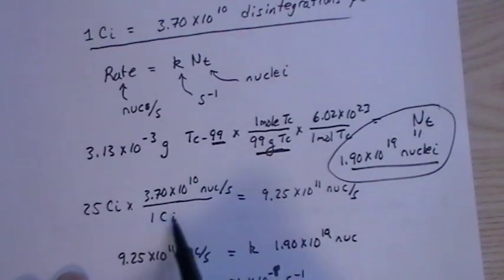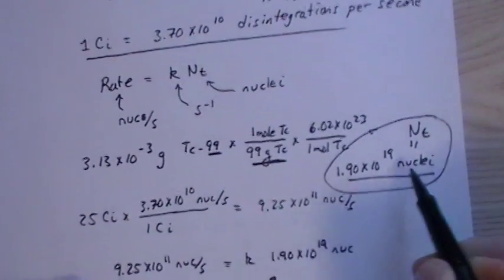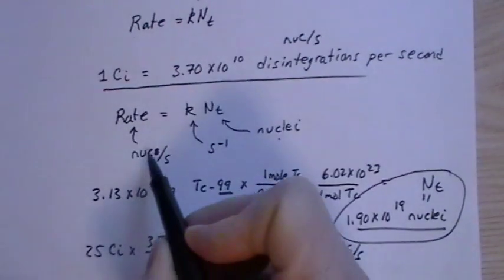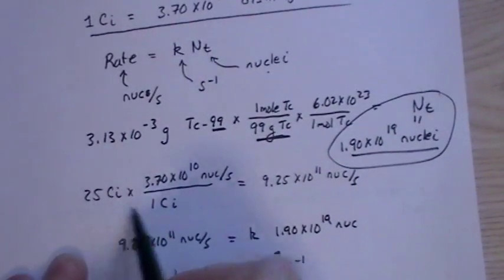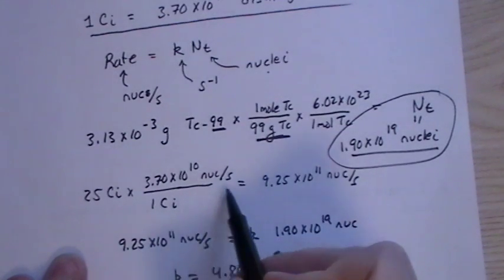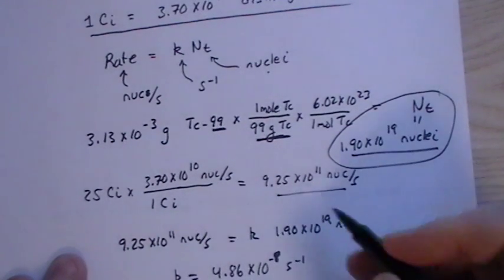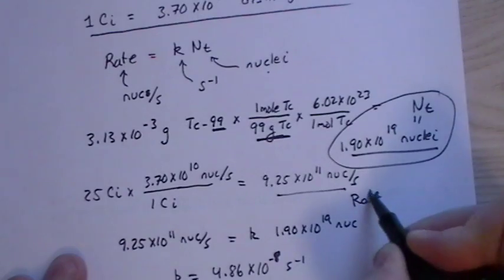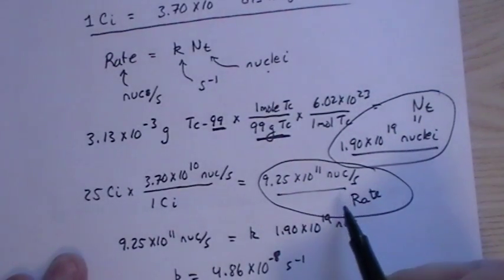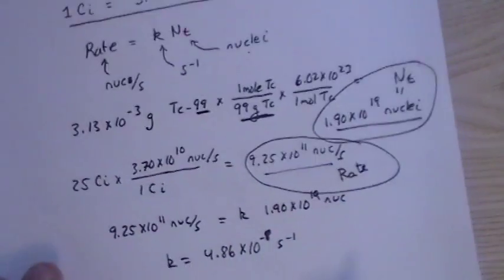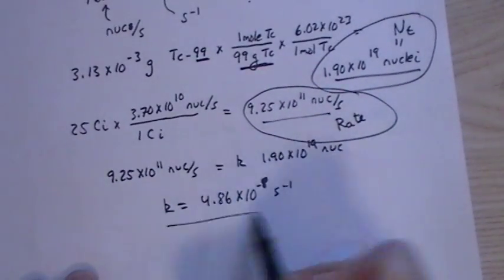Since we have nuclei here, we have to change the curies to nuclei per second. So 25 curies, one curie is this many nuclei per second. So this is now our rate. When it's in curies, we call it an activity. When we're in nuclei disintegrating per second, then it's a rate. Now we put everything in, and we solve for K.